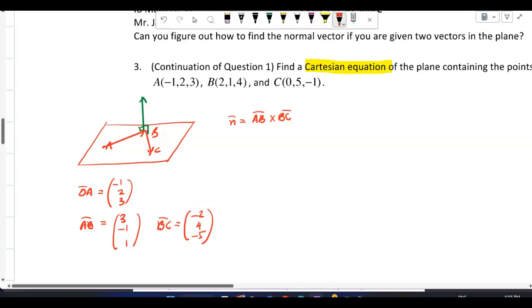Any 2 non-parallel vectors in the plane, your cross product is your normal. Of any 2, that's what I told you. If you have one vector and another vector, your cross product always gives you a third vector which is perpendicular to both these vectors.